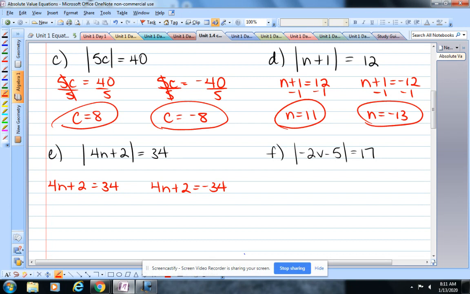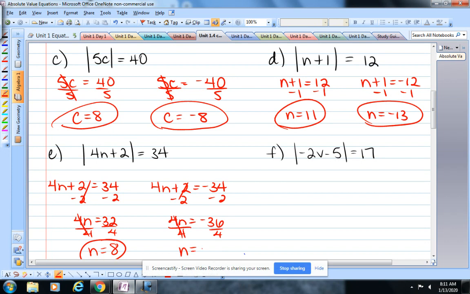All right, so how do I solve 4n plus 2 equals 34? Subtract 2 on both sides. So 4n equals what number? 32, then what? Divide by 4, and n equals 8. All right, there's my first solution. How do I get my second answer? Subtract 2. 4n equals negative 36. Then what? Divide by 4, n equals negative 9.